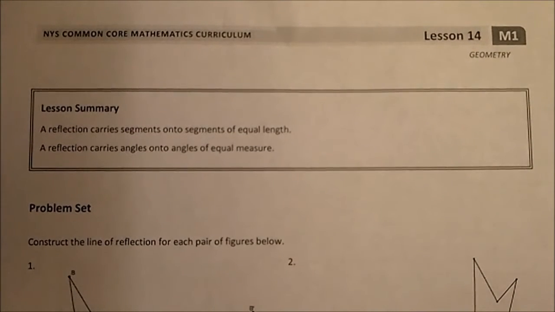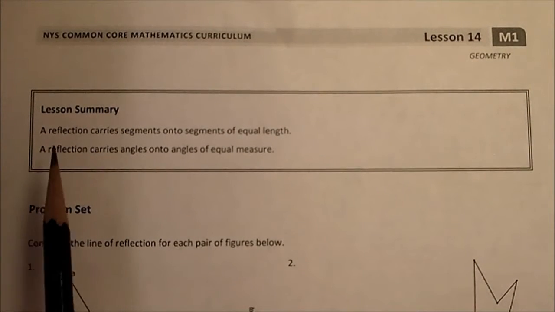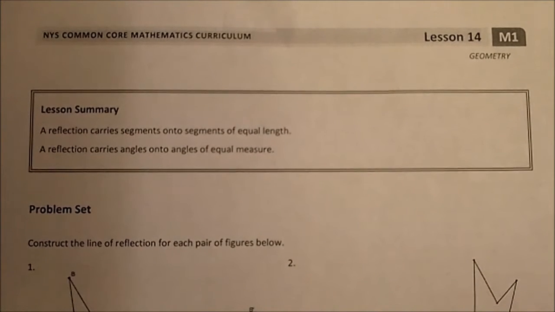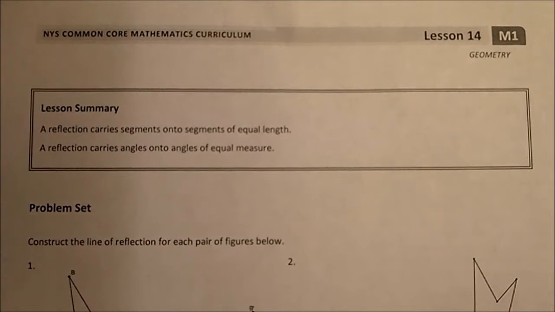Here we are looking at Engage New York Lesson 14. We're going to take a look at the problem set. Let's start just by also looking at the lesson summary, which reminds us that a reflection carries segments onto segments of equal length. So all segments that are reflected stay the same length. And then also in a reflection, the angles are carried to angles of equal measure.